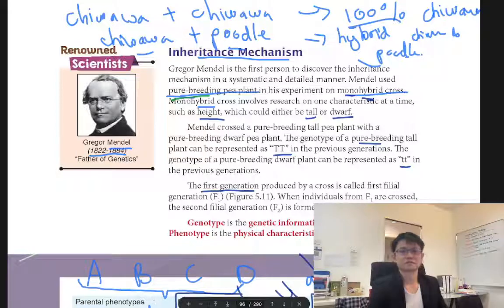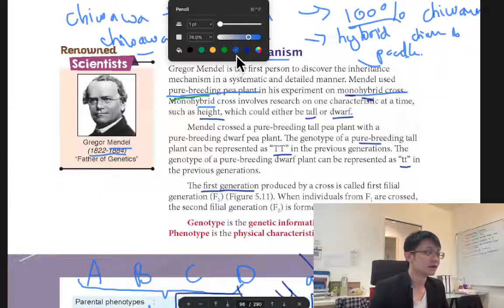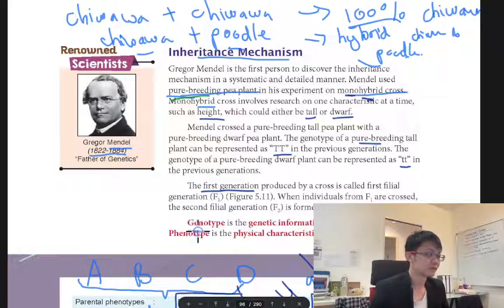Genotype is the genetic information in an organism. Phenotype is the physical characteristic shown in an organism. So it's almost the same, but it is not the same. Genotype is the genetic information in an organism, phenotype is the physical characteristic. So that's why in the word gene we can see the word gene showing that it is from genetic information, and we have phenotype. The word P, we can also see that PH is for physical characteristic.